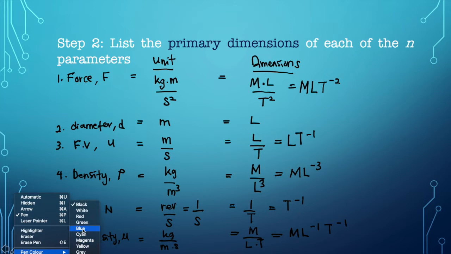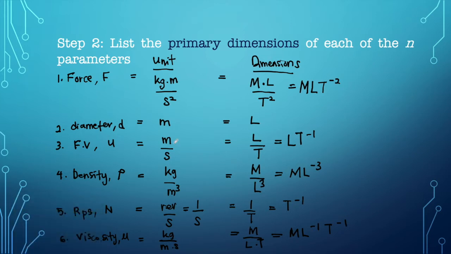Okay, I change to red. Okay, we have here M and then L and also T. Therefore, your J equal to 3. It doesn't matter where your primary dimensions are.